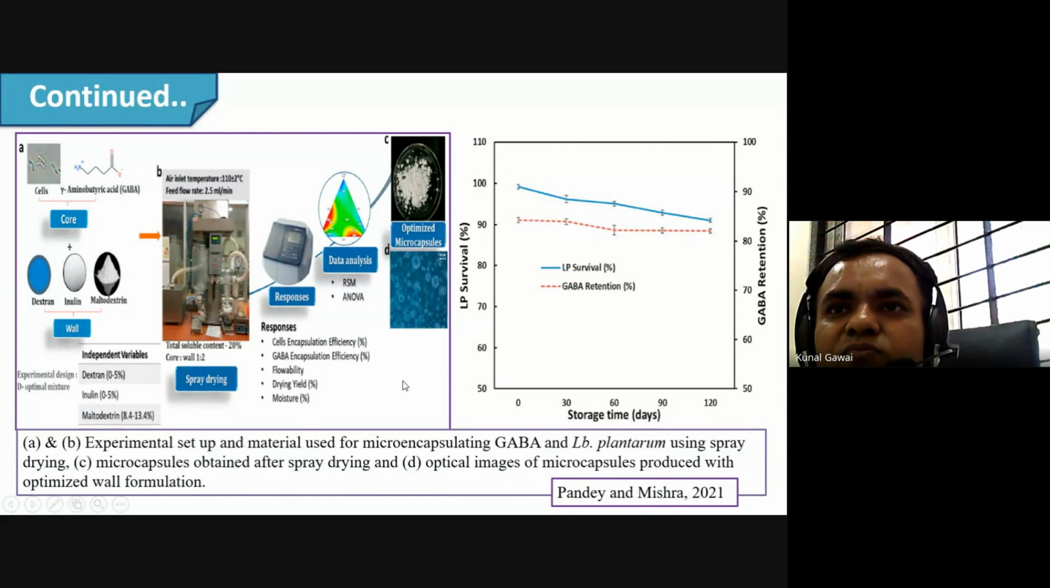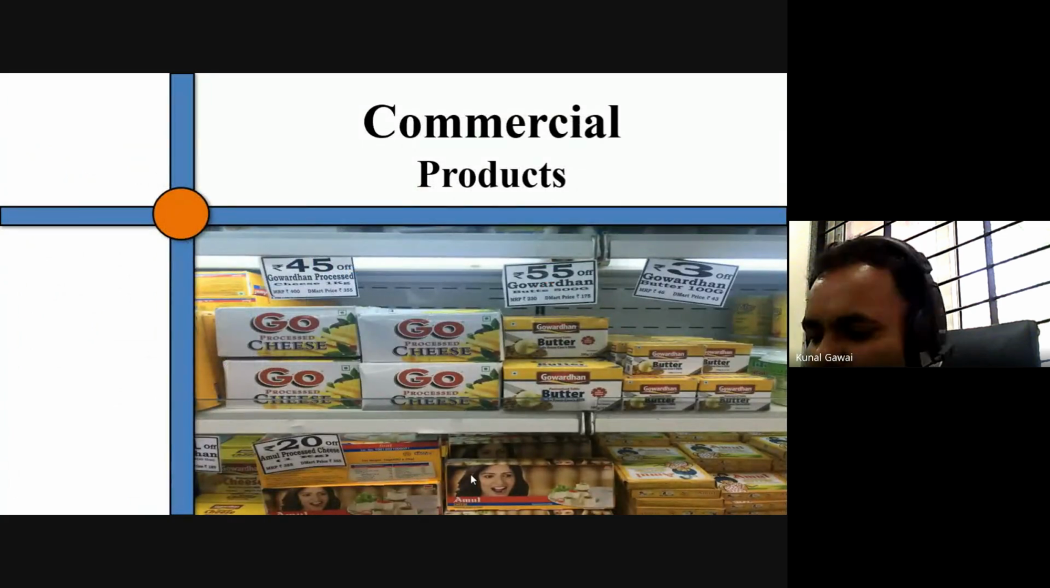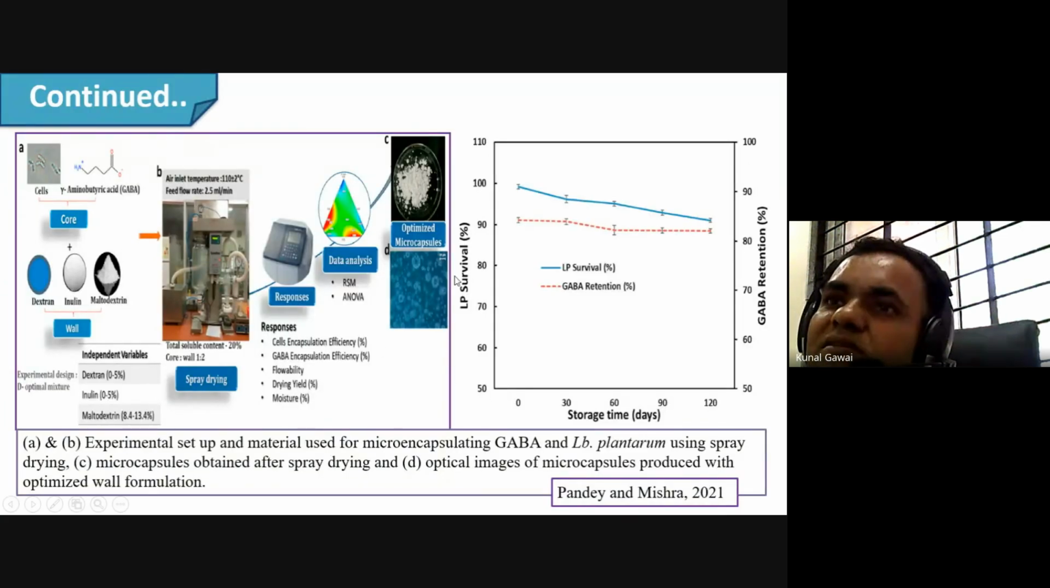And their response is how this encapsulation actually works on the basis of efficiency, flowability, and drying yield. So here we can see GABA and Lactobacillus plantarum using spray drying, and the microencapsule obtained after spray drying, an optical image of microencapsule produced with optimized cell wall formulation. Here we can see the Lactobacillus plantarum survival up to 120 days.